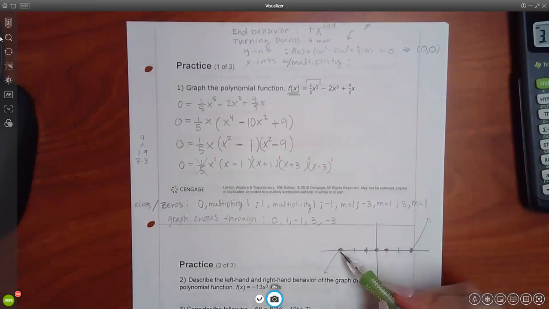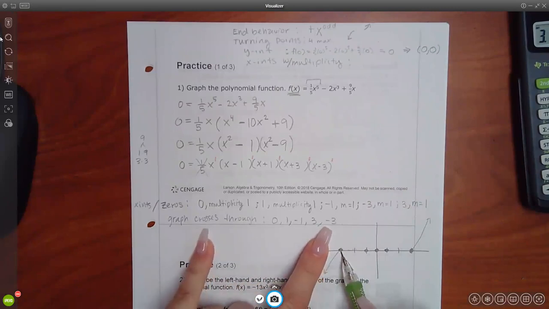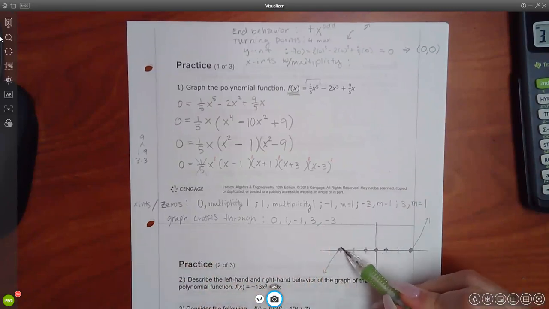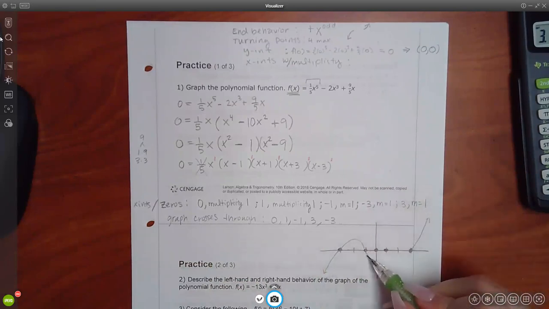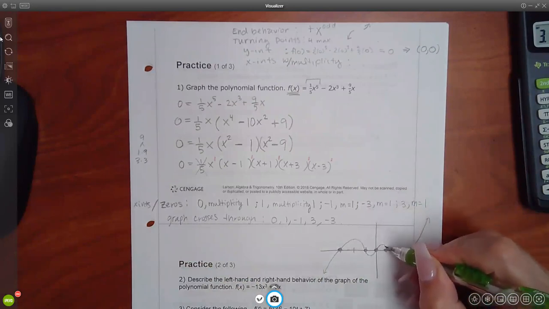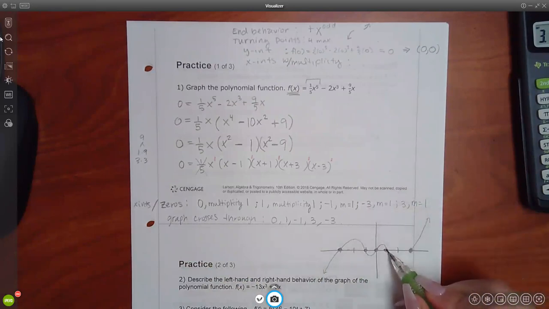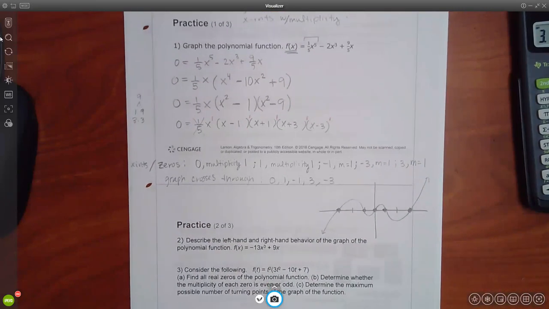Now, I have to go through -3. I have to cross through all of them, don't I? So that means I have to cross through here. And at some point I need to come back down and cross through there. At some point I have to go back up and cross through there. Again, I don't know how high or how low these bumps are supposed to be. I'm just guessing, okay? That's all that's important. I promise you, most of the time when you look at your choices, there's only going to be one that's doing the up and downs like you're doing, okay?